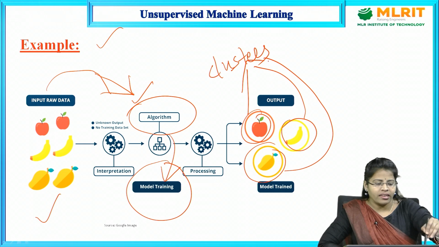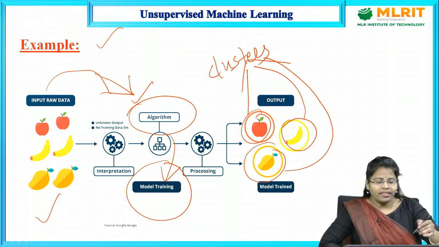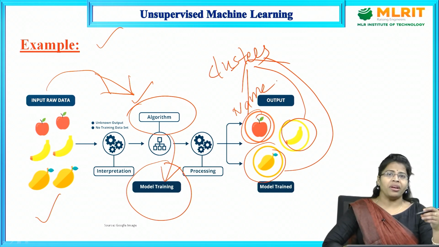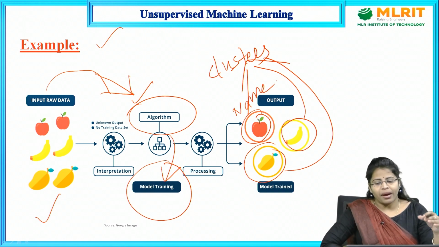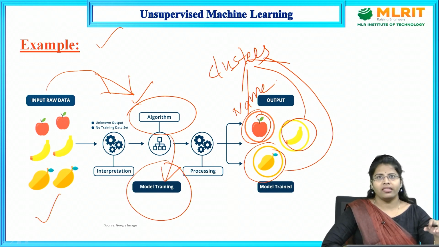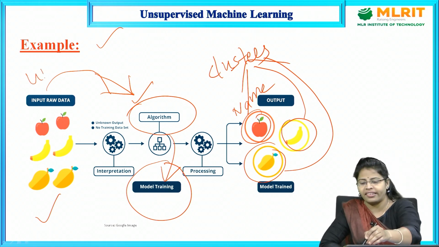But the disadvantage is that it is not going to tell the name of a particular cluster. It is not going to specify any name. But with the help of this, the model is only going to divide the different fruits into clusters of similar types of fruits. That is how unsupervised machine learning works on an unlabeled data set.